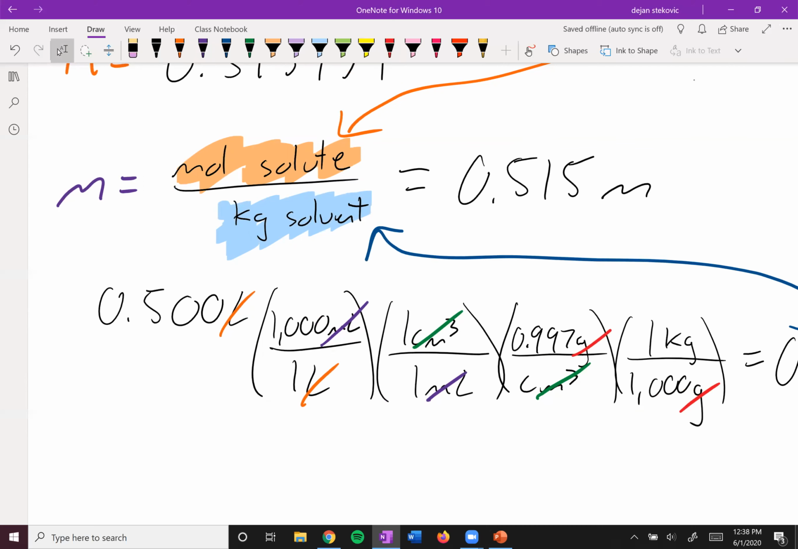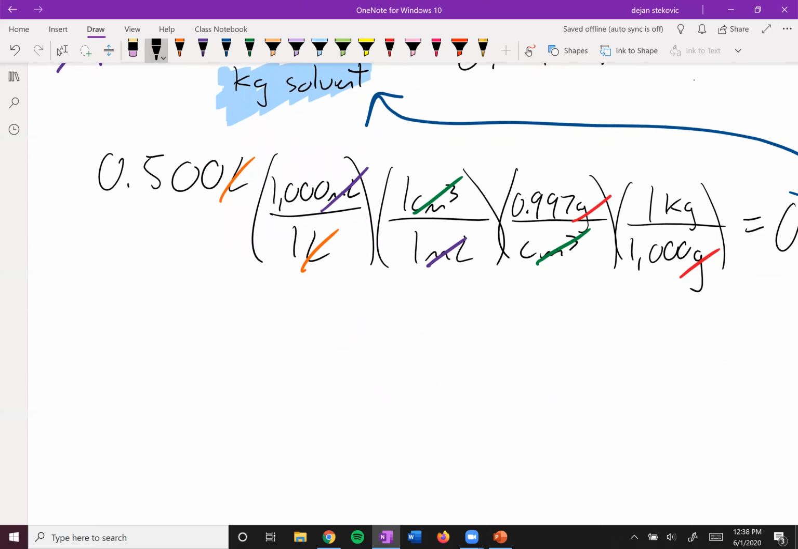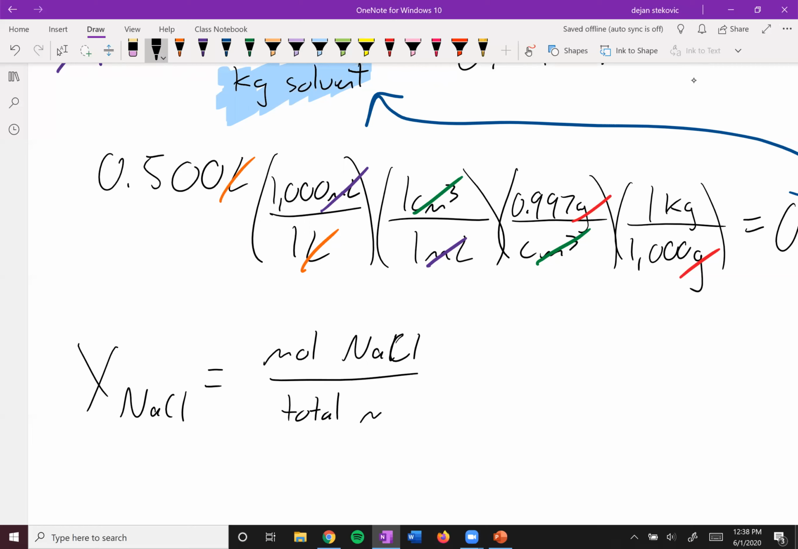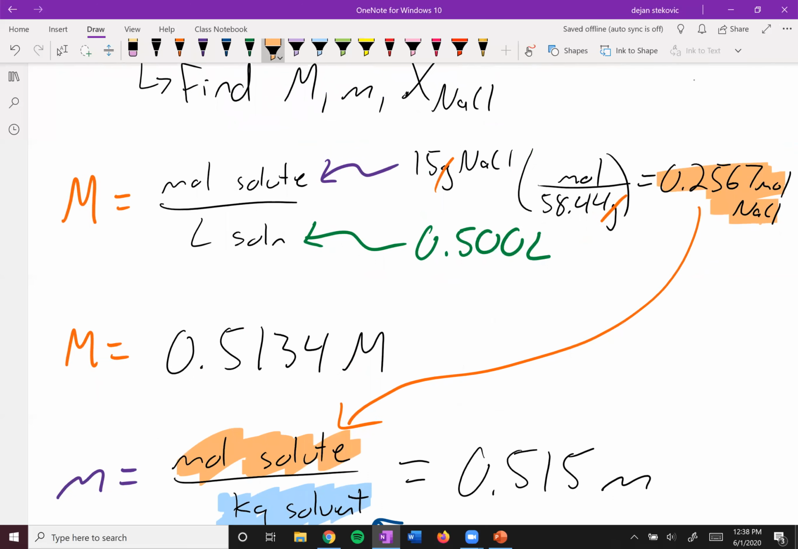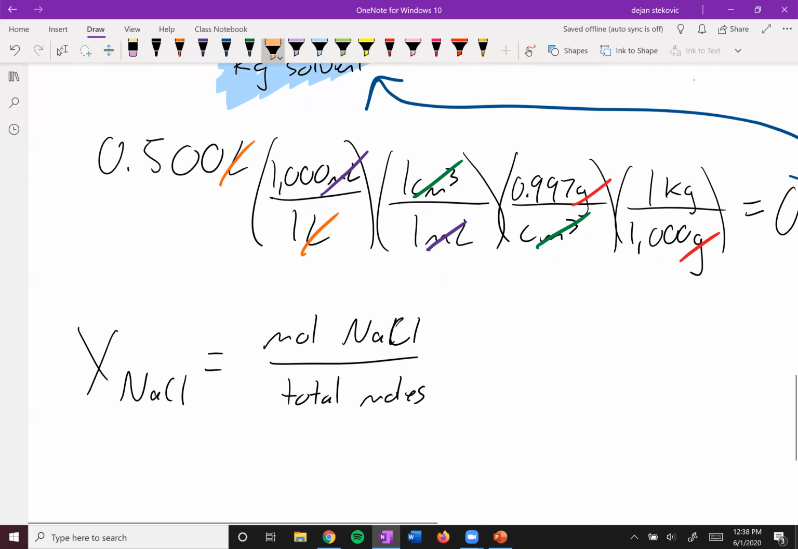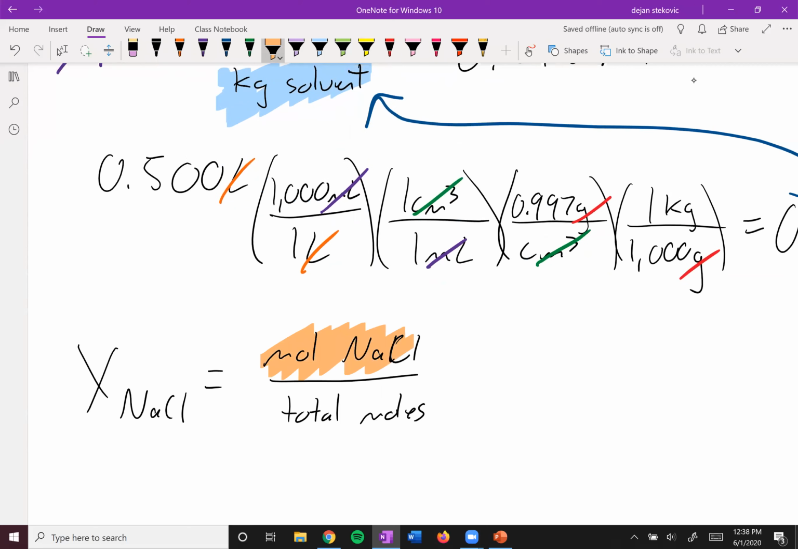And then finally, what we want is our mole fraction of sodium chloride. Remember, mole fraction will be your moles of sodium chloride over your total moles. So from this previous problem, we already have our moles of sodium chloride, so we can just take that back in here, plug it right into there with no issue.